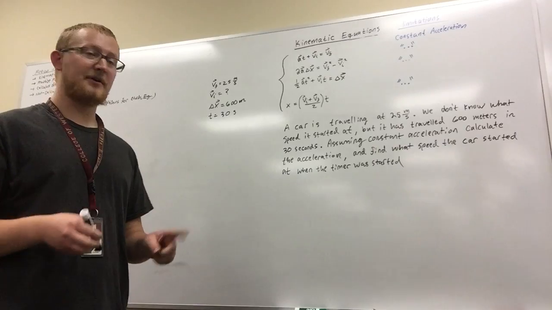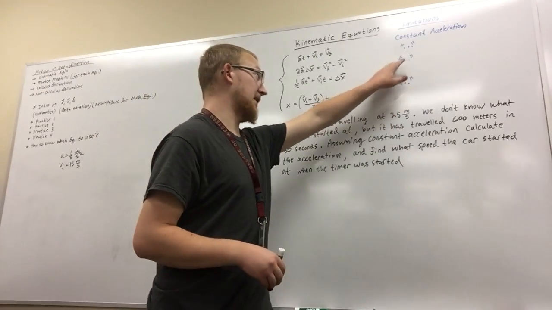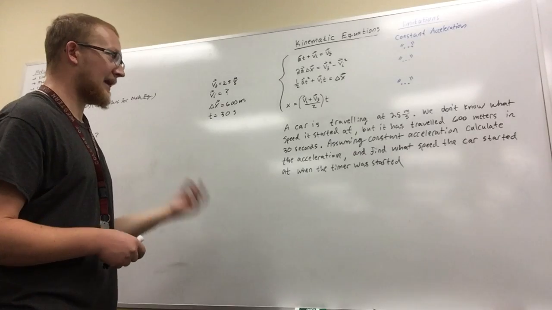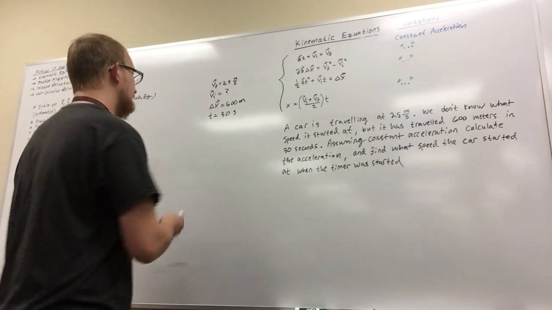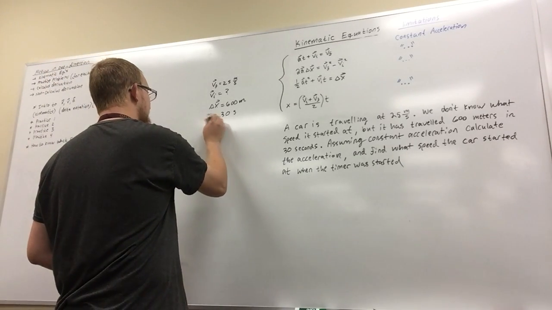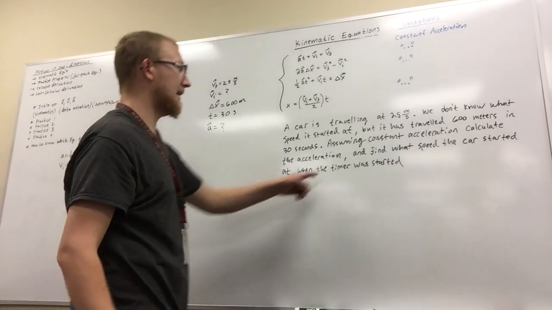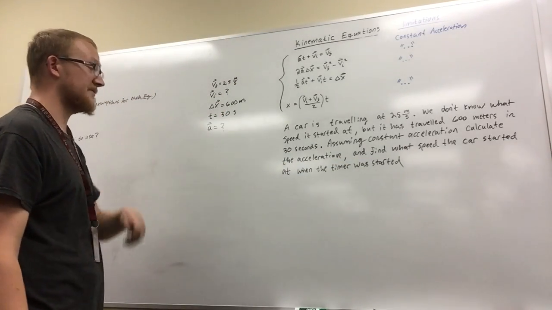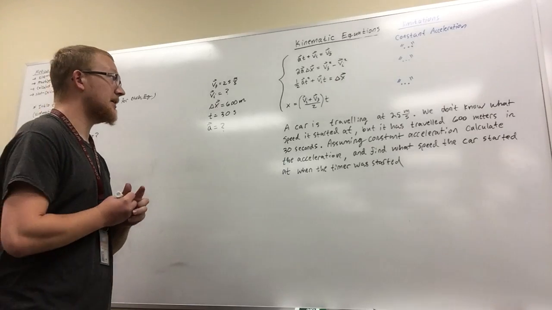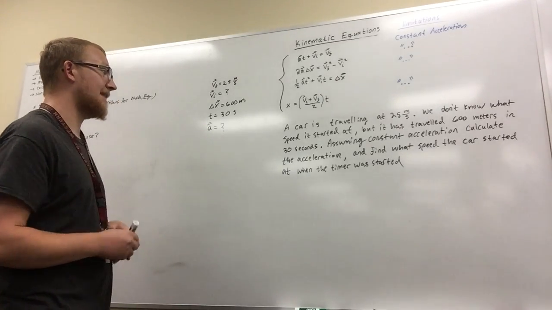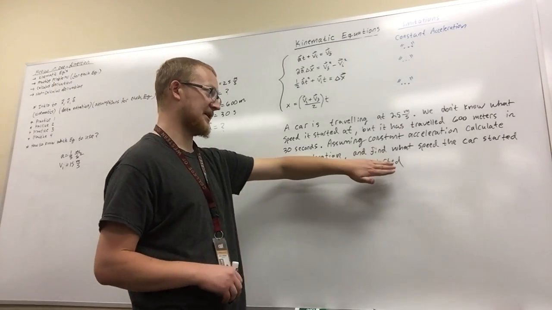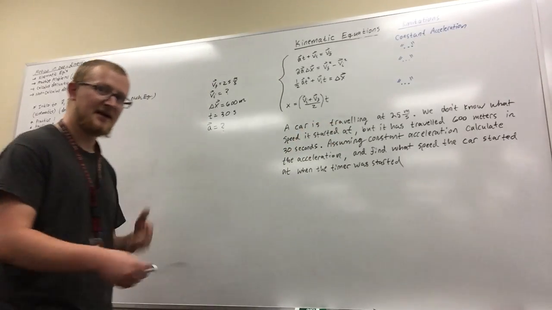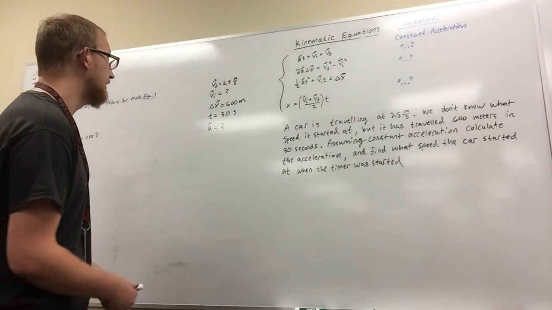Assuming constant acceleration, which all these kinematics equations we have written up here do assume, calculate the acceleration. Alright, calculate the acceleration, question mark. And find what speed the car started at when the timer was started. So that's the initial. So we have two unknowns. You might have a problem that just asks you for the acceleration, or a problem that just asks you for the initial velocity. I decided to ask for both.